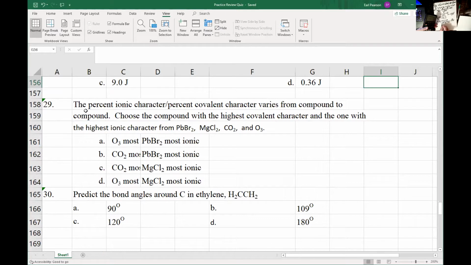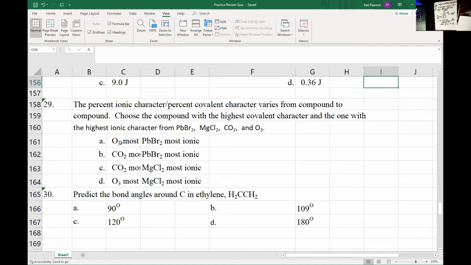And the substances that we have are PbBr2, MgCl2, and CO2 and O2. Okay, so now let's look at this and see if we can just reason this out. Oh, I'm sorry, I said O2, it's O3, but it'll still be the same comparison.